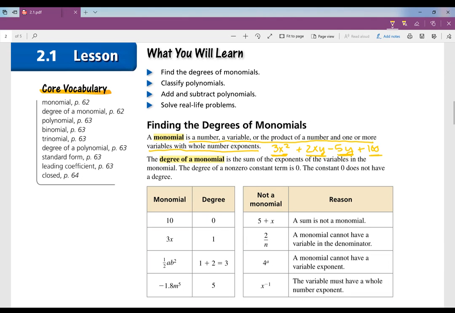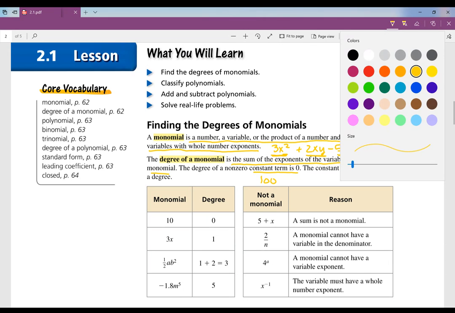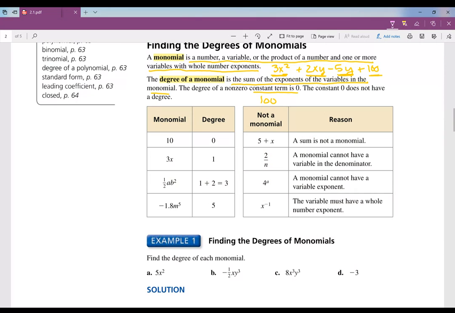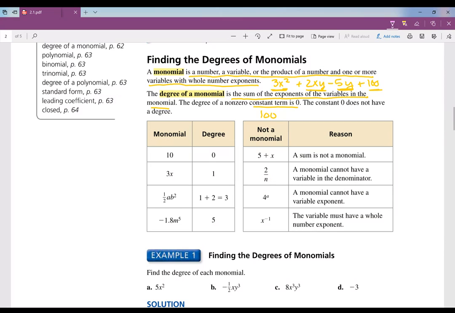Now the degree of a monomial is the sum of the exponents of the variables in the monomial. The degree of a non-zero constant term is 0, so the degree of 100 would be 0, and the constant 0 does not have a degree. So let's look down here at these examples. We have an example where the monomial is 10. Since that's a constant, our degree is 0.